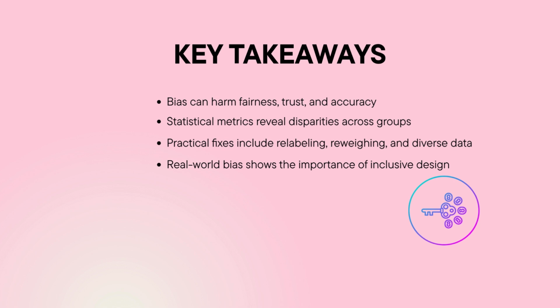And now this concludes section 2.4 on detecting and mitigating bias. You've now seen how bias can be identified using statistical methods, how it can be addressed through remediation, and how real-world failures underline the need for inclusive design.